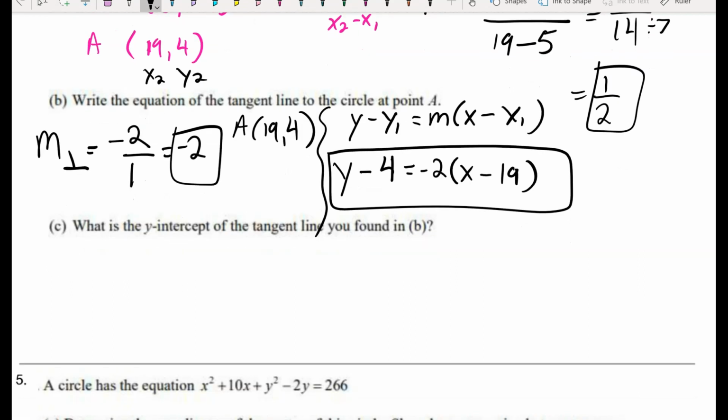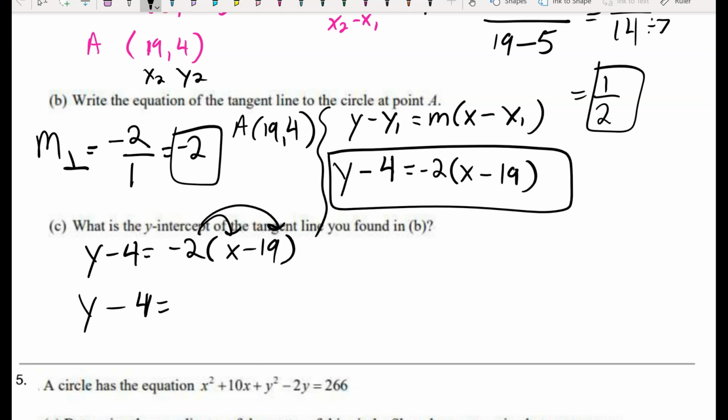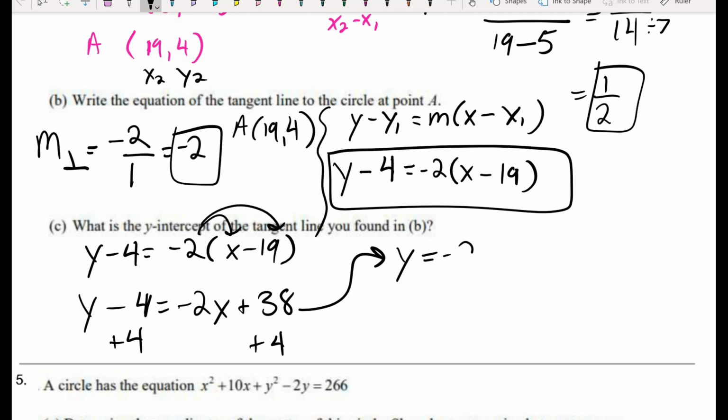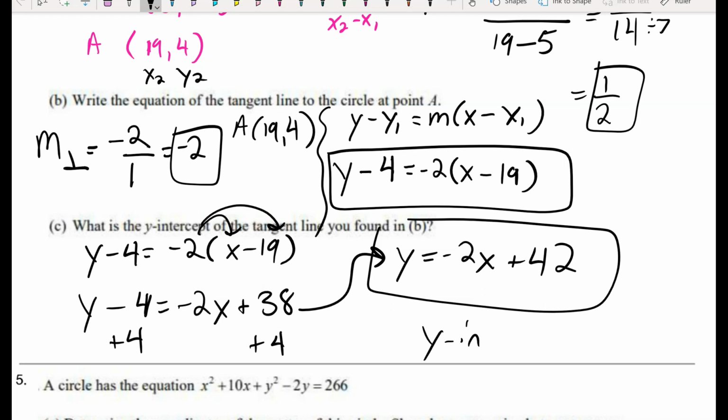Now in order to find the y-intercept of this line, I'm just going to want to isolate y so that I could write this in slope-intercept form. I'm going to start by distributing the negative 2 into my parentheses there. So I still have y minus 4, negative 2 times x is negative 2x, and negative 2 times negative 19 is just positive 38. Now I'd want to do a minus 4. I could add 4 on both sides to find y equals negative 2x plus 42. So my y-intercept here is just going to be 42, because that's the plus b part for slope-intercept form.